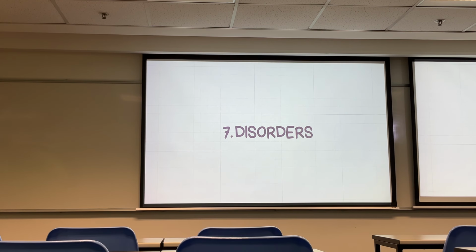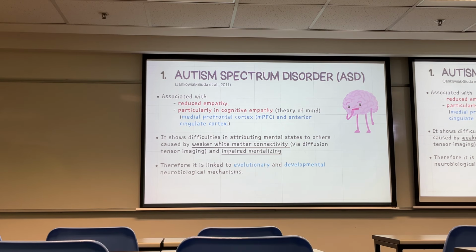Moving on to the disorders. The first disorder that we would like to talk about is the autism spectrum disorder. In this disorder, it is associated with reduced empathy, particularly in cognitive empathy, due to atypical brain activation in areas like the medial prefrontal cortex and anterior cingulate cortex.